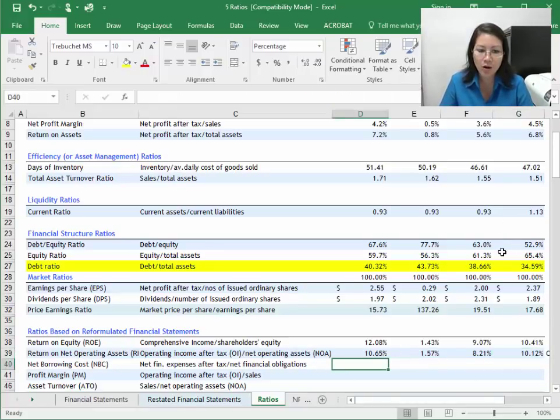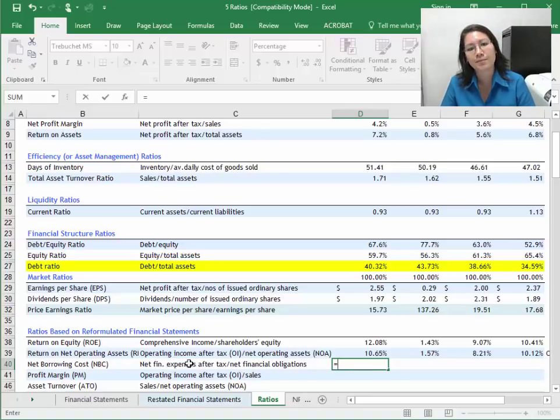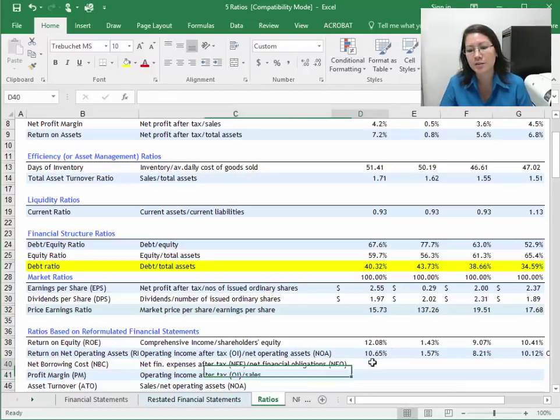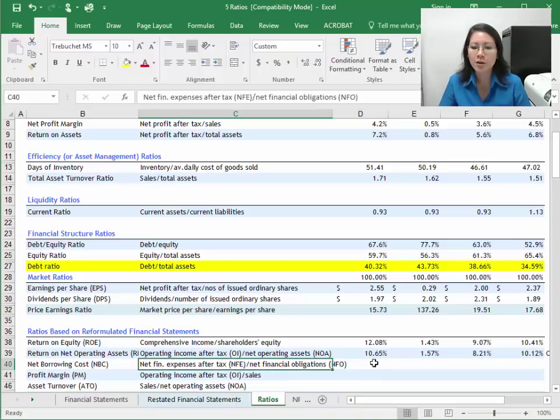Okay, our net borrowing cost, again, this is like our interest rate on our loans. So let's have a look. Net financial expenses after tax. This is actually NFE. So NFE divided by NFO, we should write that in. So when you're looking for acronyms, this is NFE. This one here is NFO. It's usually in there. Okay, so NFE divided by NFO.